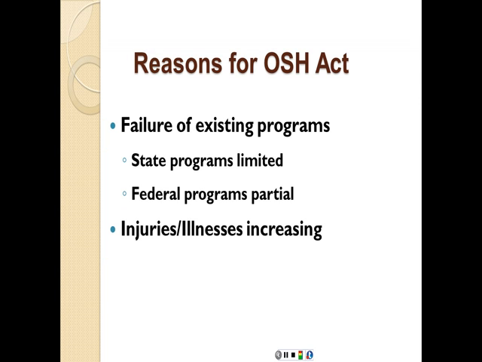So some of the reasons for establishing the Occupational Safety and Health Act: failure of existing programs that did not address all the different hazards and risks that the employees were subject to. The state programs were limited, so if an employer had to work out of state, for example, they would face different laws. The federal programs were partial, not comprehensive, and there was an increasing number of injuries and illnesses resulting from work-related exposure or work-related accidents.